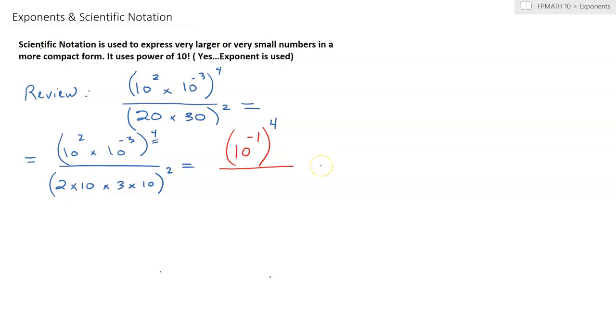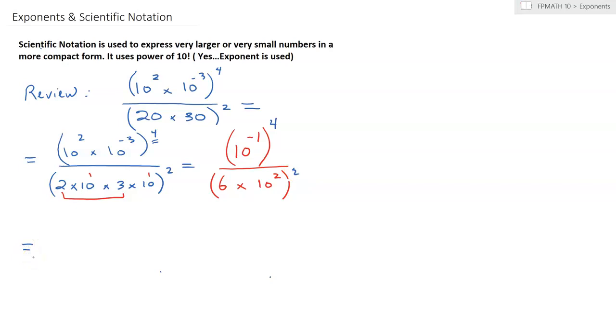So the denominator now, I have 2 and 3 in the bottom. We're multiplying them, so 2 times 3 is 6, times 10. They're 10 to the power of 1 and 10 to the power of 1, and that would be 10 to the power of 2, and all of that squared. Excellent.